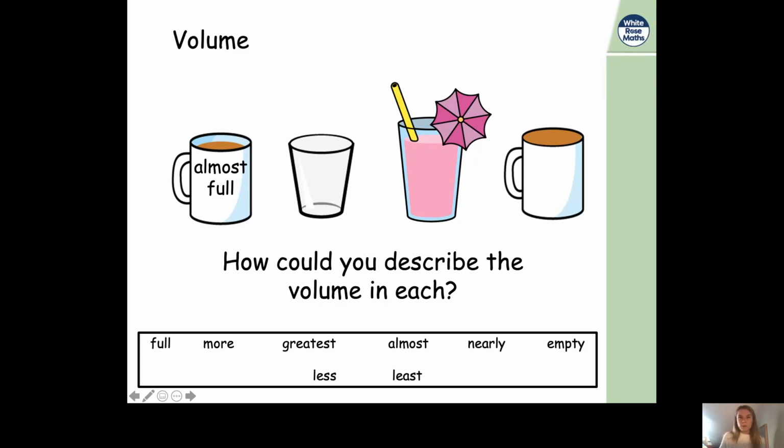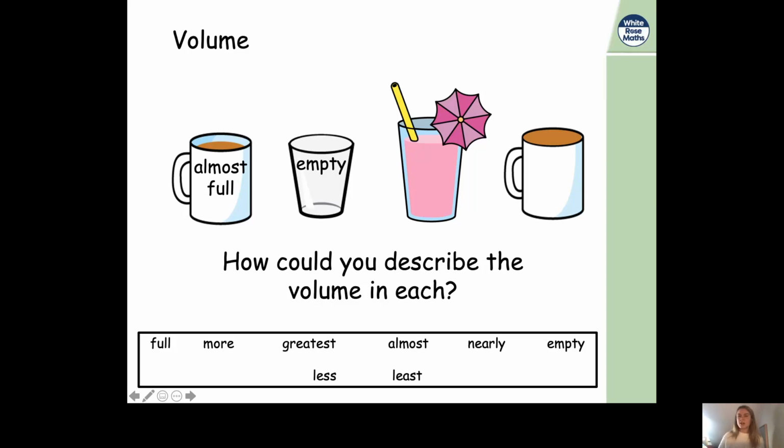Well, I don't know about you, but I can't see any liquid in that cup. So therefore, it's definitely not full. It's definitely not nearly full. It's definitely not almost empty because I can't see any liquid at all. So therefore, I would describe this as empty. I can't see any liquid in there at all.